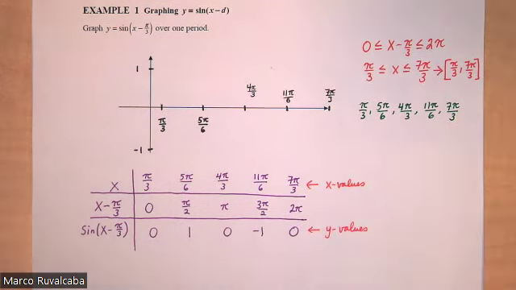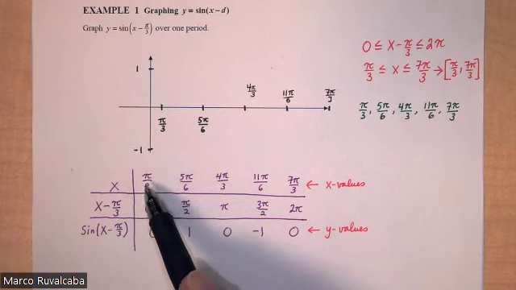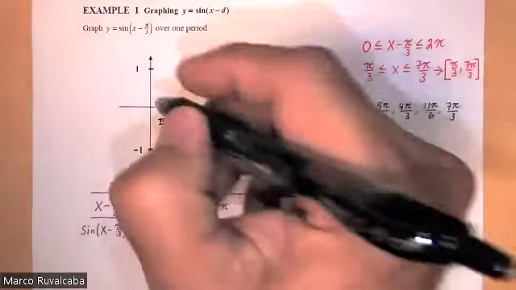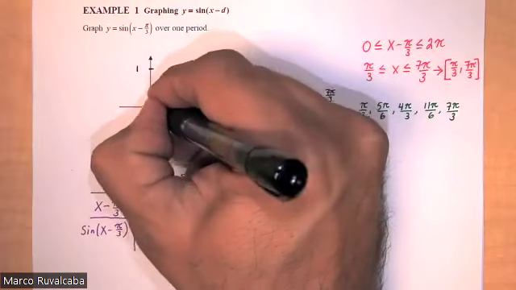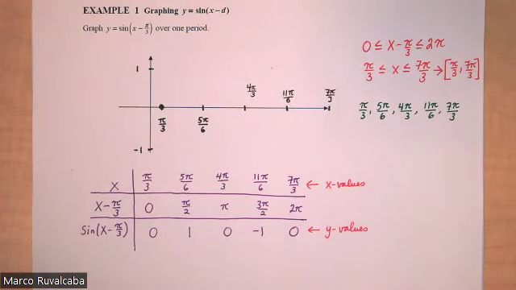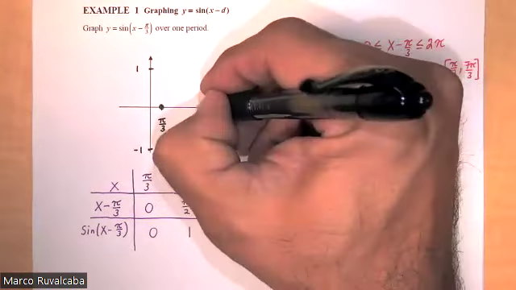And again, this graph has been moved in comparison to just sine x. It has been moved pi thirds to the right, okay? So if I plot them now, the first point will be pi thirds, 0, right? And it'll be right here. And then 5 pi over 6, 1.